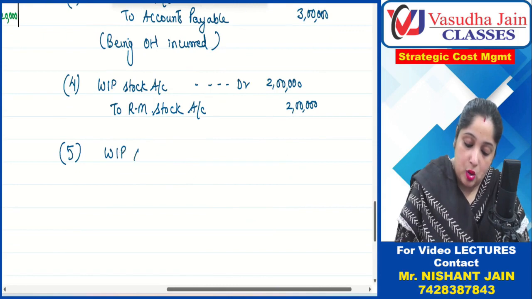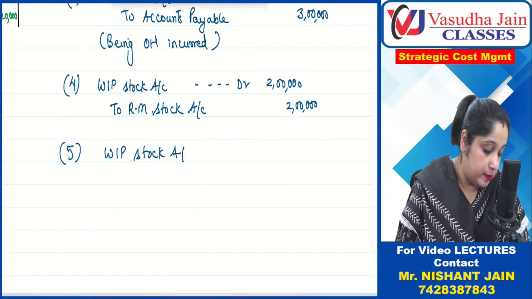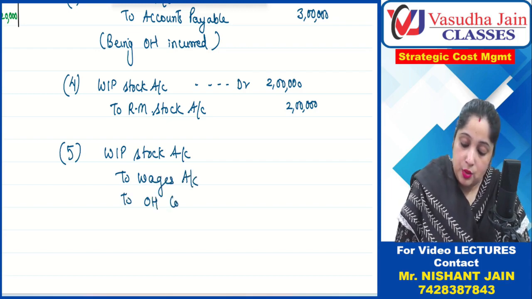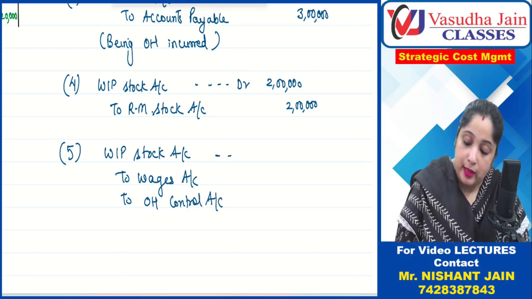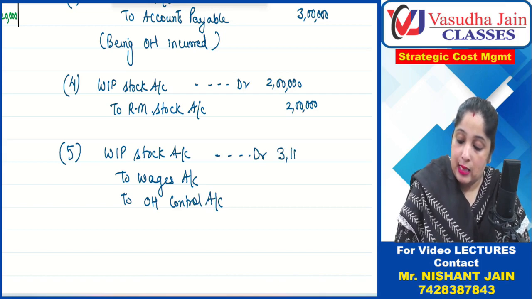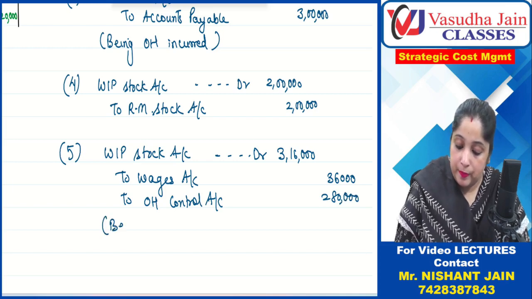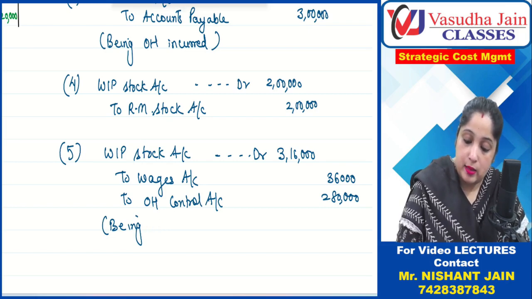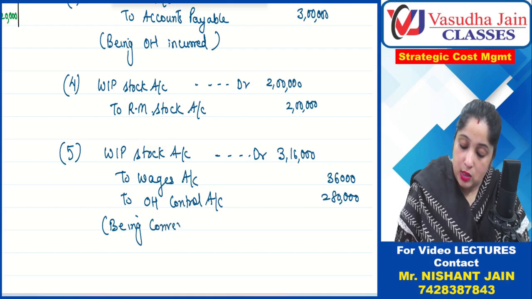Work in progress stock account, to wages account, to overheads control account. How much is it? 3 lakh debited, 3,16,000, out of which 36,000 is your wages and 2,80,000 is your applied overheads, being conversion cost applied, right?